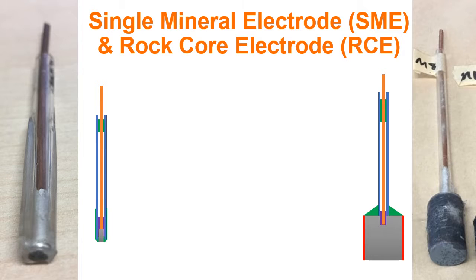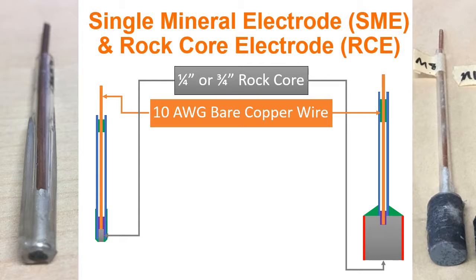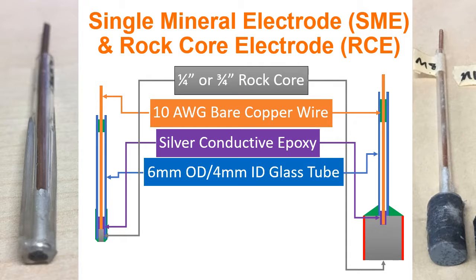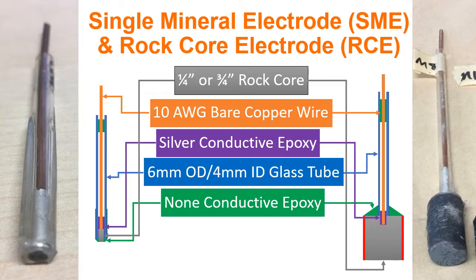I made 2 types of sample electrodes: a larger rock core electrode collected with a 3/4-inch diamond hole saw, and a smaller single mineral electrode using a 1/4-inch hole saw.